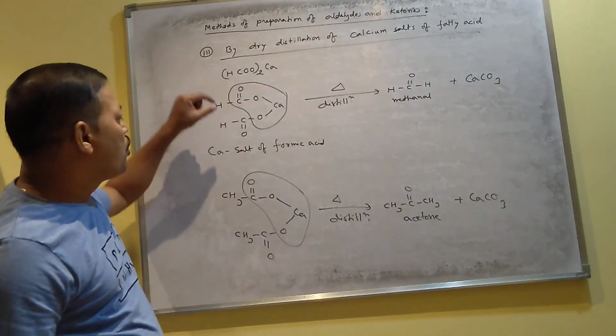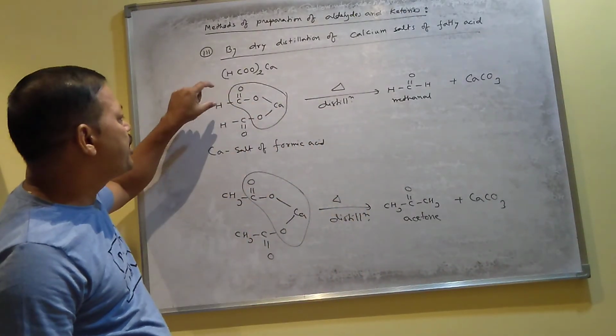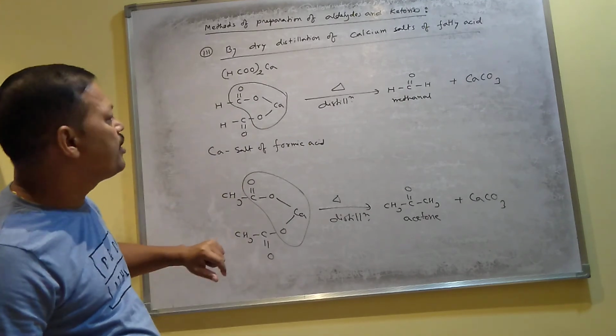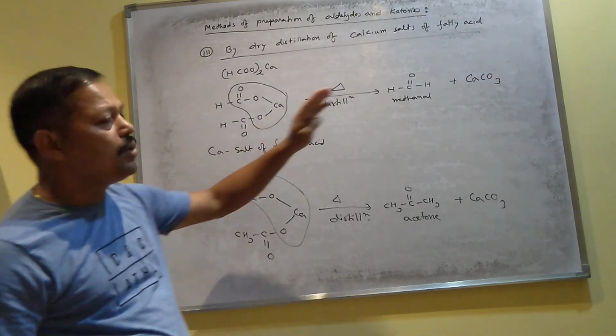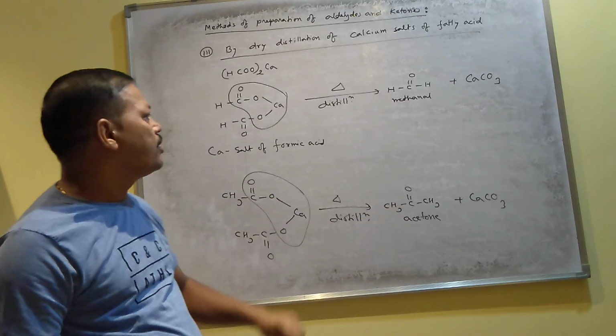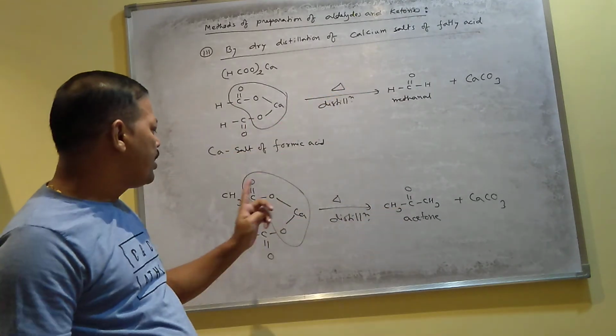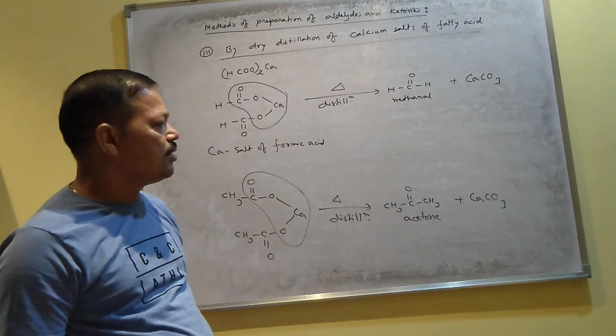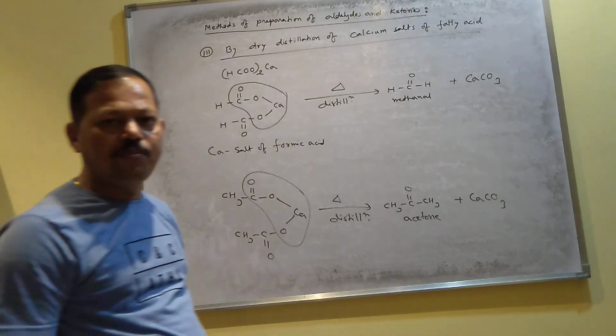So whatever fatty acid you are considering, whether it is methanoic acid or ethanoic acid, based on that you will get aldehyde or ketone. Formic acid produces formaldehyde, acetic acid will produce acetone. So these are the methods of preparation.